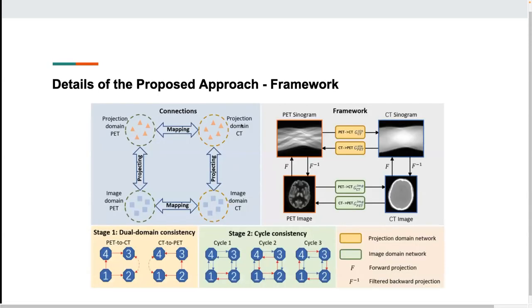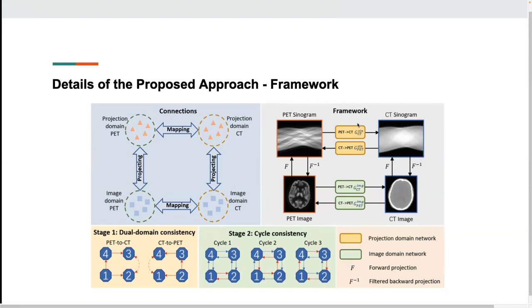Here are the details of the proposed approach, and here's the framework. As we talked about earlier, here is the dual domain consistency, stage 1, and stage 2 is the cycle consistency. In the framework the authors adopted, they have the PET images and the PET sinograms, and also the CT images and the CT sinograms. You can see the relationship between these: they use a forward projection going to the PET sinograms and filtered back projection going back to the PET images. They use the same for the CT images.